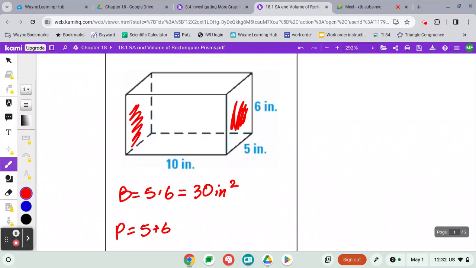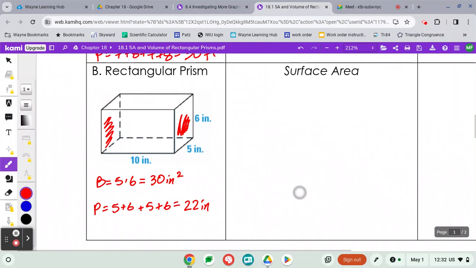What? Well, no, we're finding just the perimeter. Yeah, so what are they? Same thing. Yeah, that's what I was looking for. So 5 plus 6 plus 5 plus 6. What does that all give us? 30? No, 5 times 6 is 30, but 5 plus 6 plus 5 plus 6 is 22. All right, your area of your base is 30, but your perimeter of your base is 22.